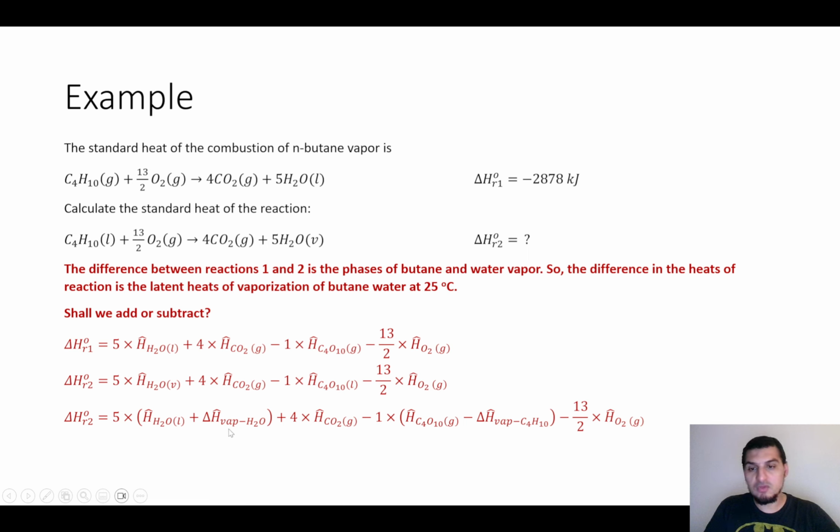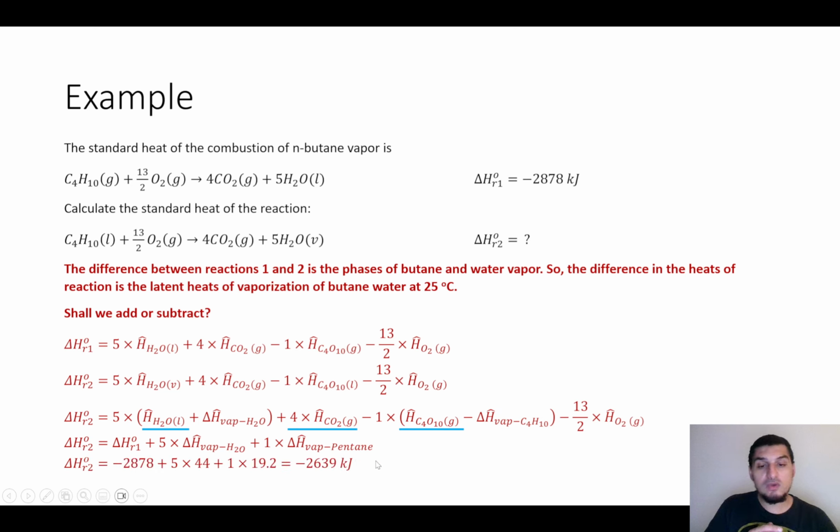So this is what we do here, and we can rearrange the equation so that we group this term with this term and this term, and these three terms are the same terms we have here. So this is going to be the heat of the first reaction, the standard heat of the first reaction, plus 5 times the latent heat of vaporization of water, minus negative the latent heat of vaporization of butane. So it's going to be plus this and plus this. So this is one way of doing this calculation.